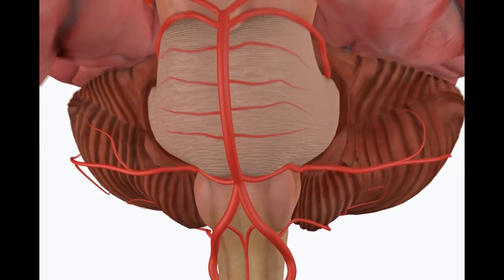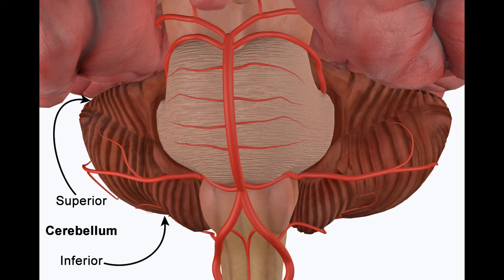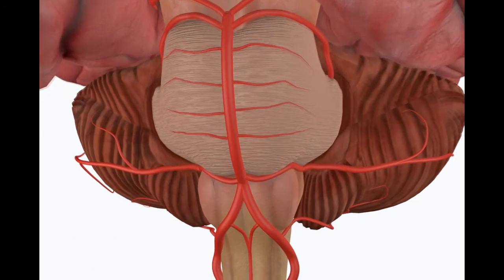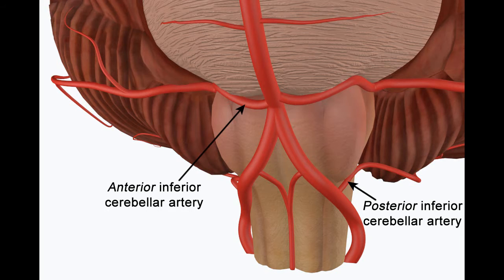Now there are three cerebellar arteries. Two supply the inferior surface of the cerebellum, while one supplies the superior surface. The posterior inferior cerebellar artery arises from the vertebral artery, just below the olive, while the anterior inferior cerebellar artery arises from the caudal end of the basilar artery.